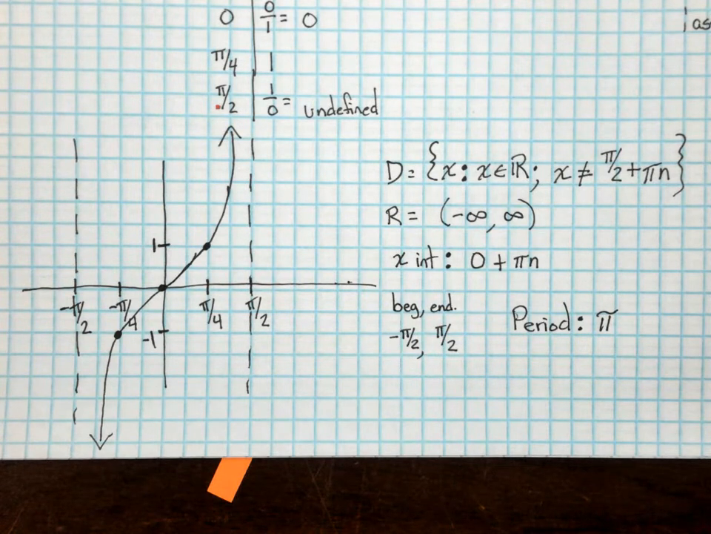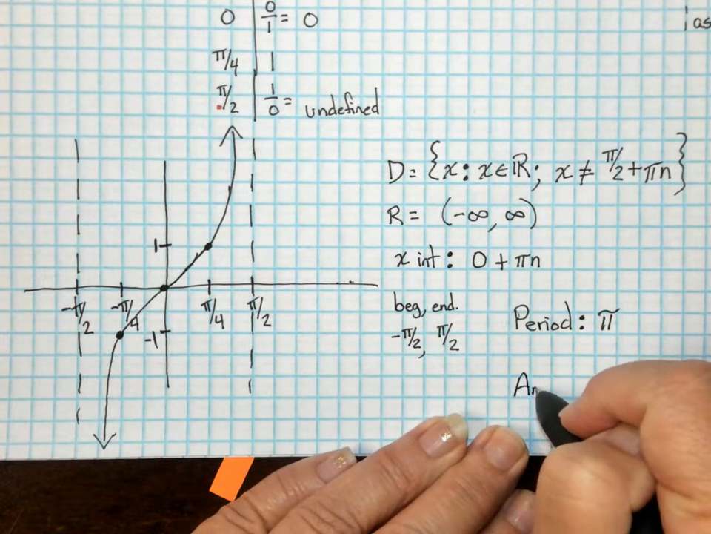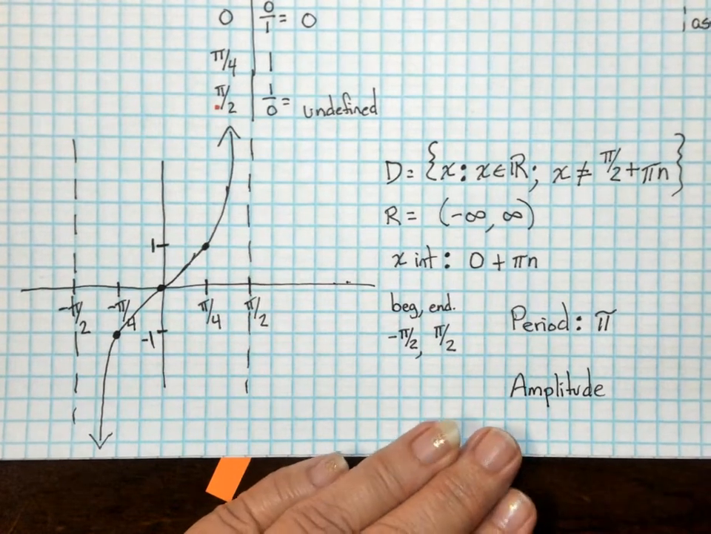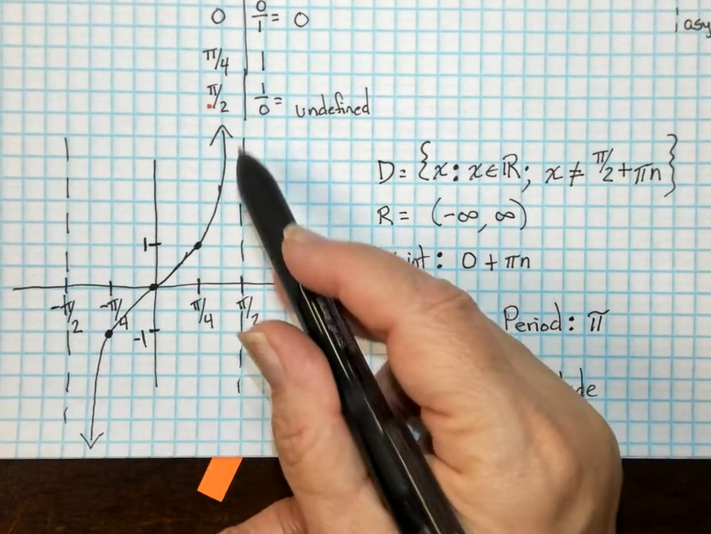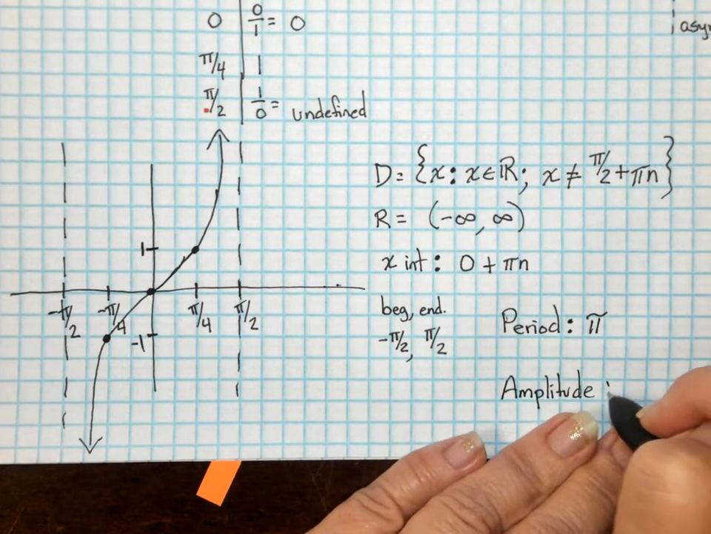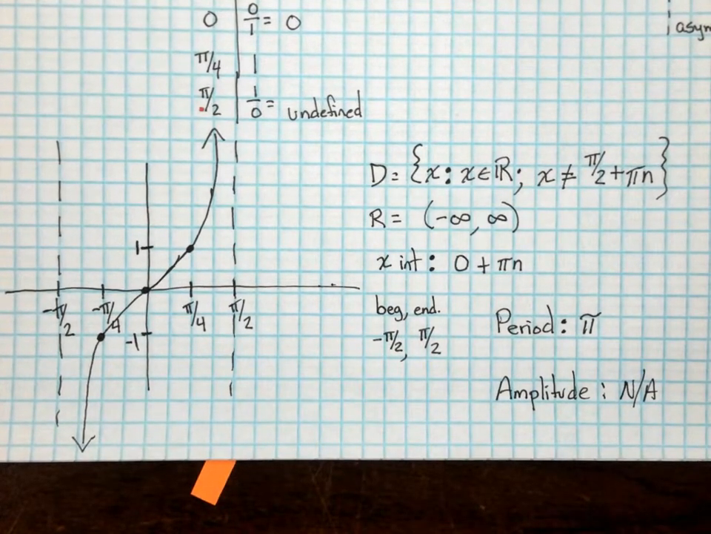Now, the other thing we talked about with sine and cosine was our amplitude. We don't measure amplitude when it comes to tangent. So amplitude: not applicable. There is no amplitude.